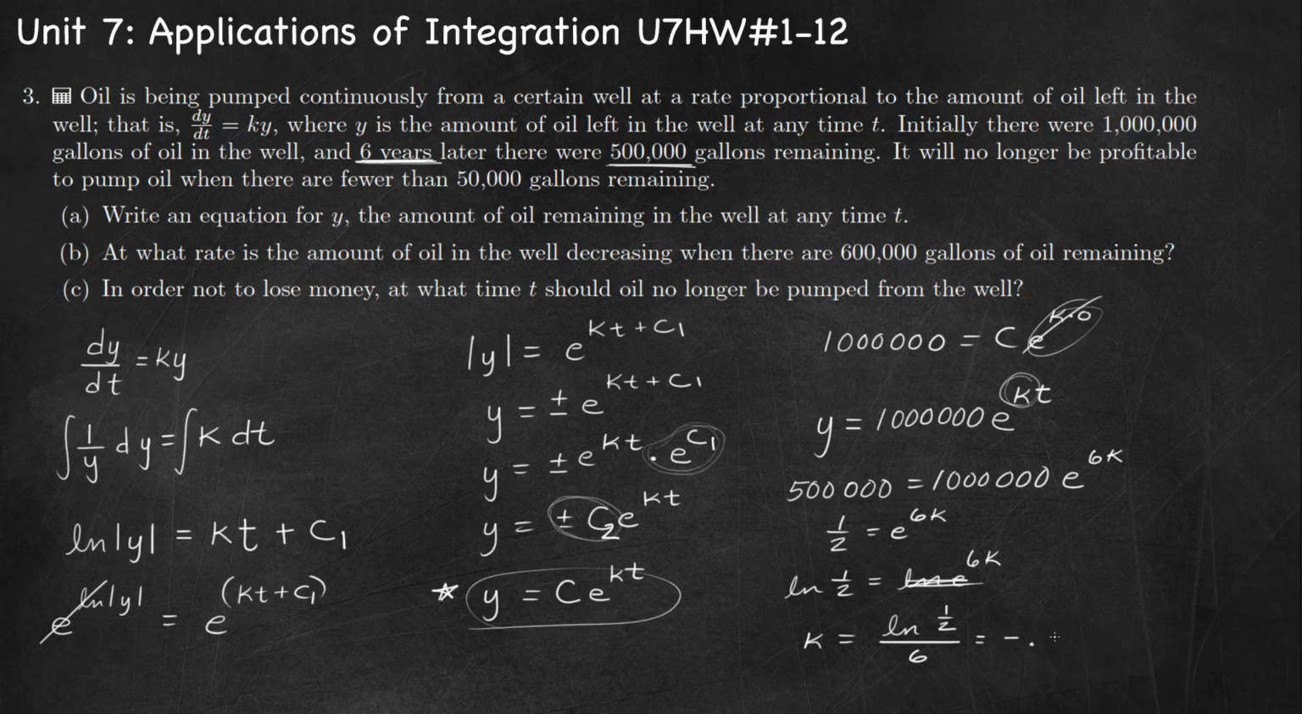Which is negative 0.1155. So now we can go back to our solution and sub that value in for k. So in the end, my final equation is y equals 1 million e to the negative 0.1155t.